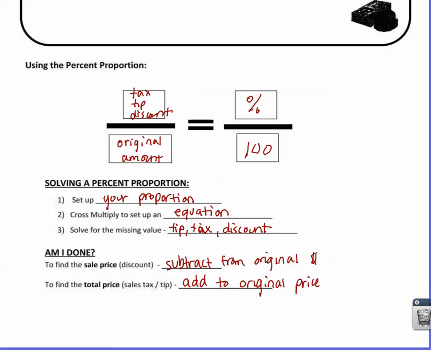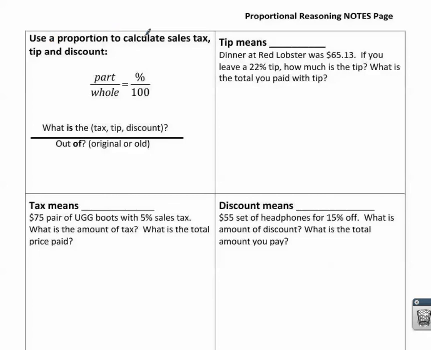Turn the page. Remember, when using a proportion to calculate sales tax, tip, and discount, you want to use the proportion part over whole equals percent over 100. So what is the tax, tip, or discount? And what is it out of? What's the original? And you're going to equal that ratio to your percent out of 100. So we talked about how tip and tax, you want to add to the original price.